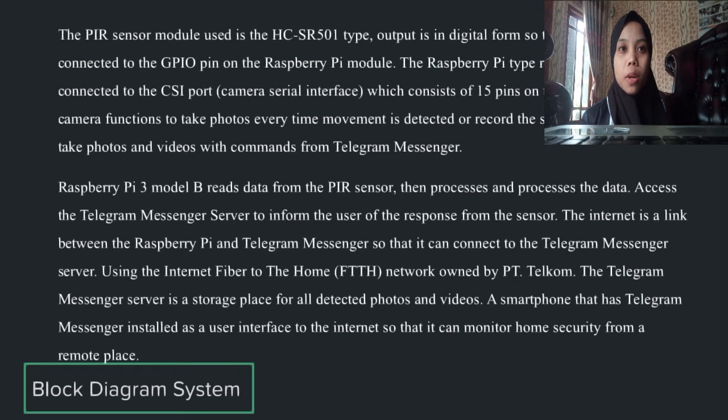Raspberry Pi 3 Model B reads data from the PIR sensor, then processes the data, accessing the Telegram Messenger server to inform the user of the response from the sensor. The internet is a link between the Raspberry Pi and Telegram Messenger so that it can connect to the Telegram Messenger server. Using the fiber to the home or FTTH network owned by PT Telkom, the Telegram Messenger server is a storage place for detected photos and videos. A smartphone that has Telegram Messenger installed is the user interface to the internet so that it can monitor home security from a remote place.